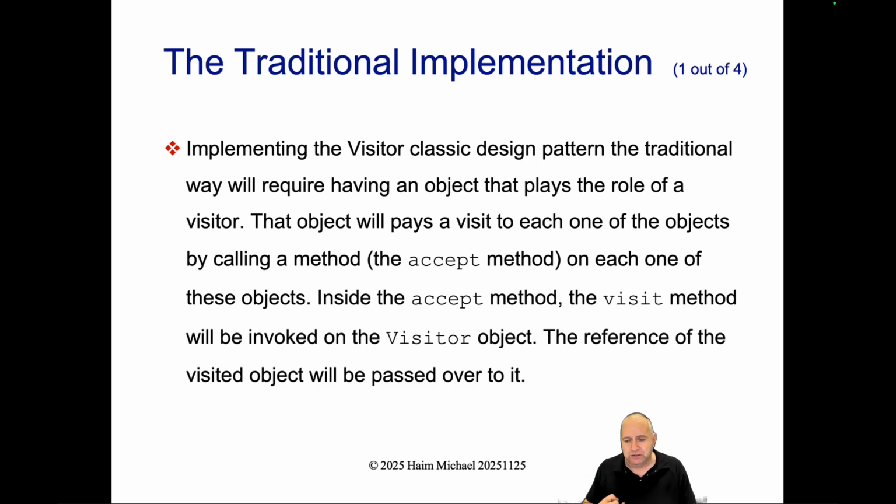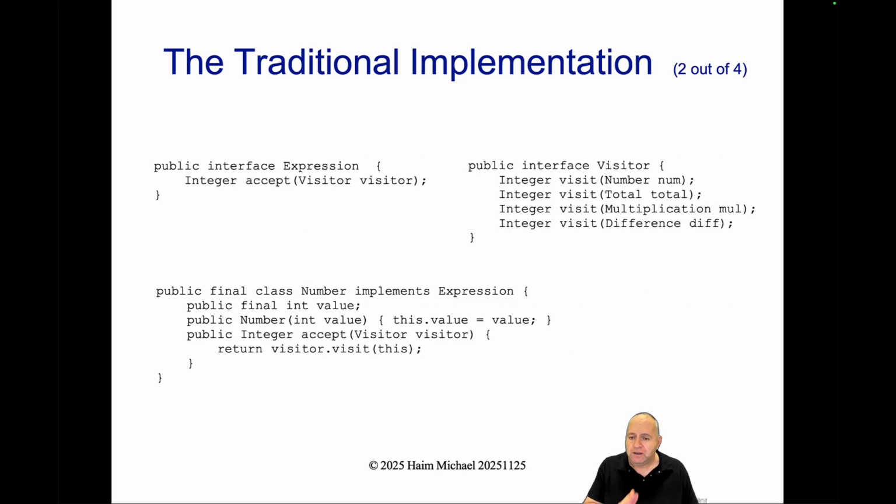Now, in order to have the visitor object visit each one of those objects, we had to implement accept, so that it would be possible to invoke accept on each one of the objects. Whenever accept is invoked, a visitor is passed over, and then within accept, the visit method was called on the visitor object in order to perform the operation. In order for that to work, we had to define multiple versions of visit for each one of the possible types.